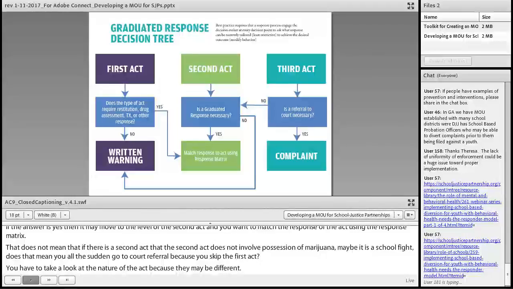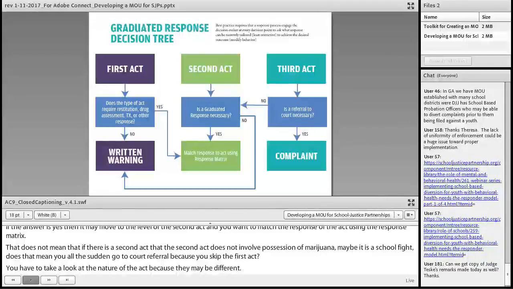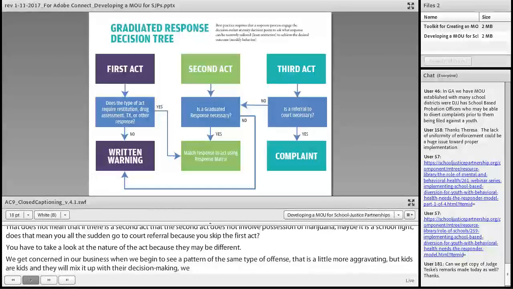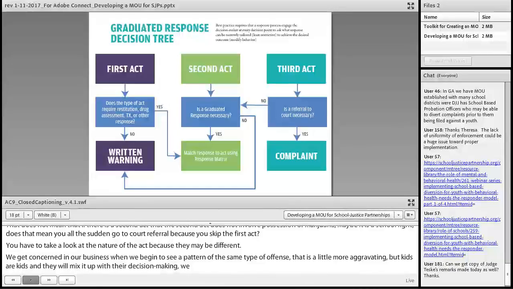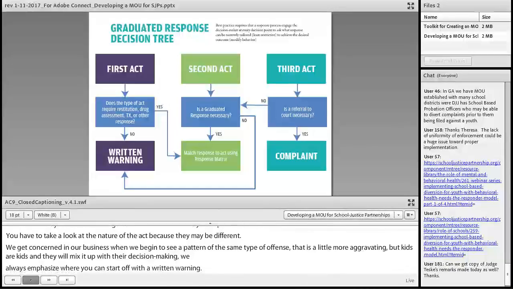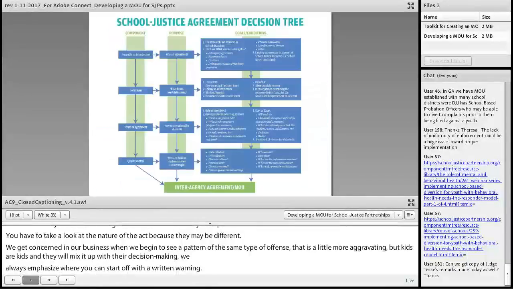We always emphasize where you can start off with a written warning. And I can always provide examples of that. We have one we've been using for years. Any questions there, Teresa? No, and I think we should move on. We have only about 5 minutes left.